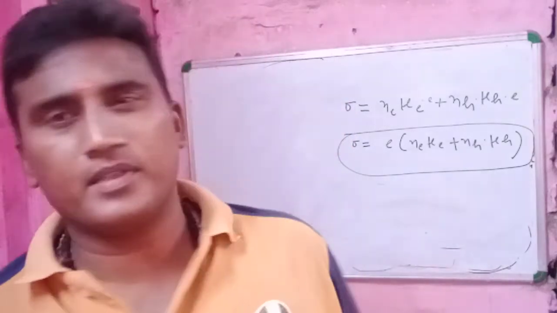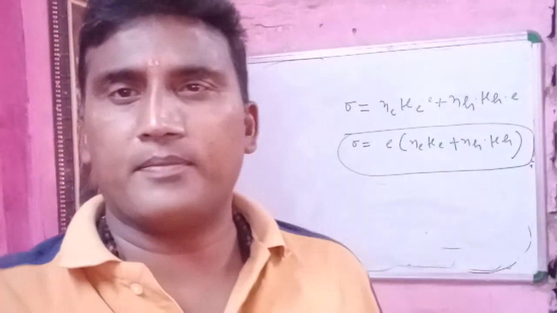Now we discuss another topic: ohmic and non-ohmic graphs. What is the ohmic graph? We know that if the value of resistance is constant, then the graph is always a straight line. That is the ohmic graph.